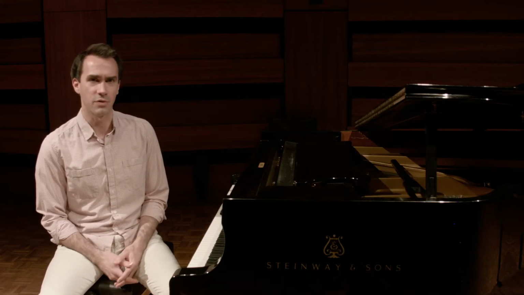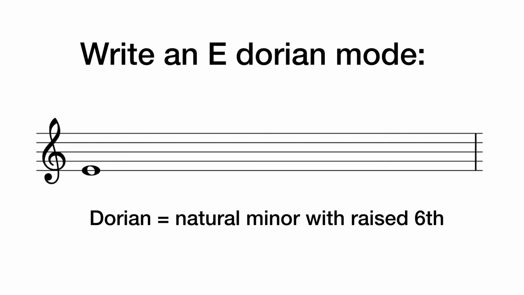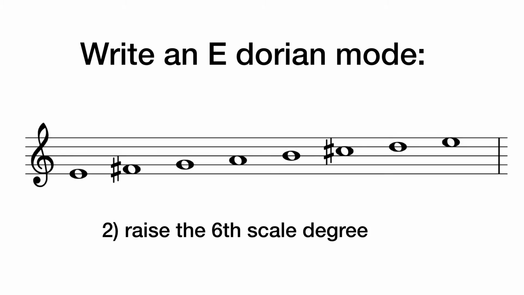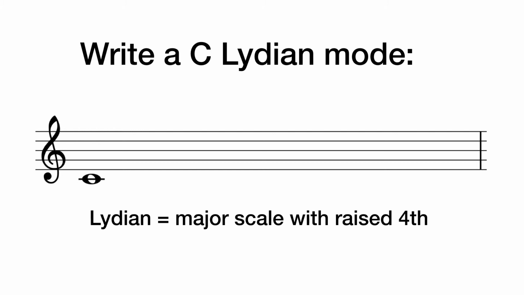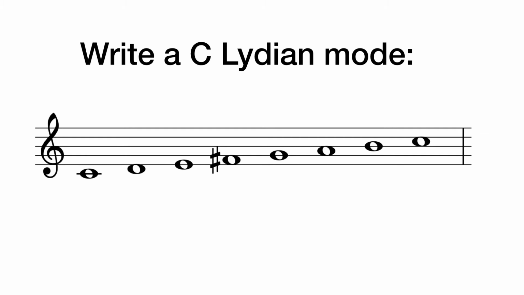So using this method, if I'm asked to write an E Dorian, I know that a Dorian mode is the same as a natural minor scale but with a raised sixth. So I can simply write an E minor scale and raise the sixth scale degree. I'd then have a scale starting and ending on E with an F sharp and a C sharp. If I need to write a C Lydian, I know that a Lydian mode is the same as a major scale but with a raised fourth. I could simply write a C major scale and then raise the fourth scale degree. So I'd have what looks like a C major scale with an F sharp.